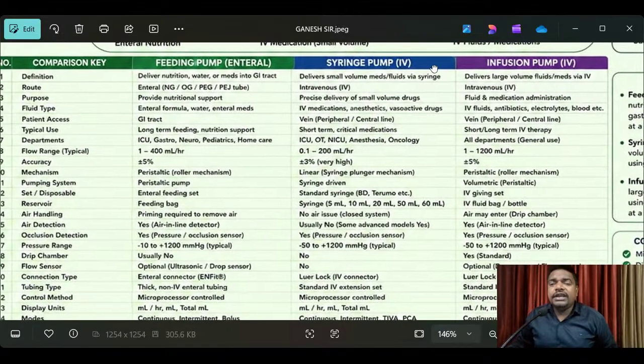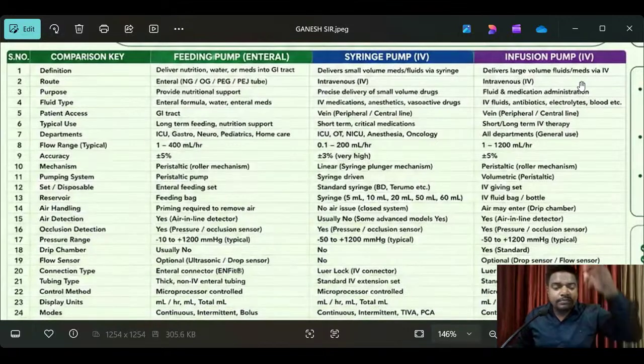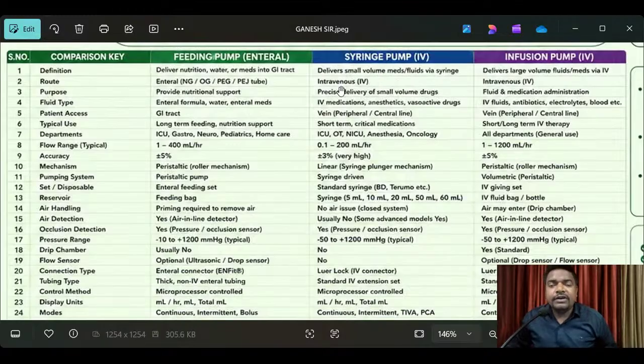When you come to the infusion pump, first point, it delivers large volume fluids or medications via IV. Here no syringes are there. Only based on IV do we provide the medications to the patient. Keep it in your mind when you face interviews. These points are very important, and many engineers fail here only. That's why if I give the information, you will get proper skills.